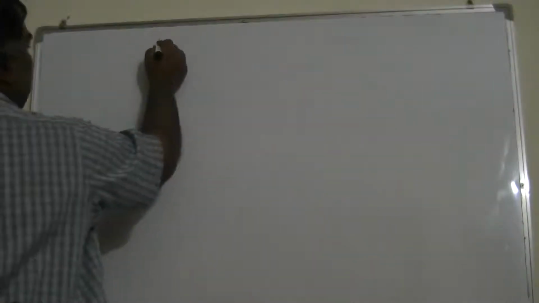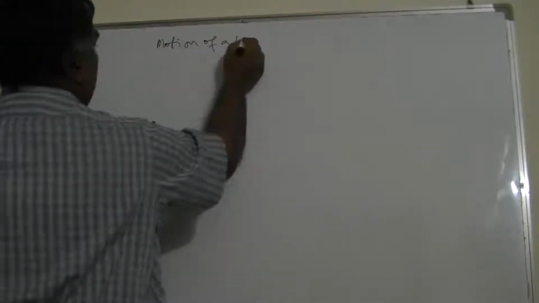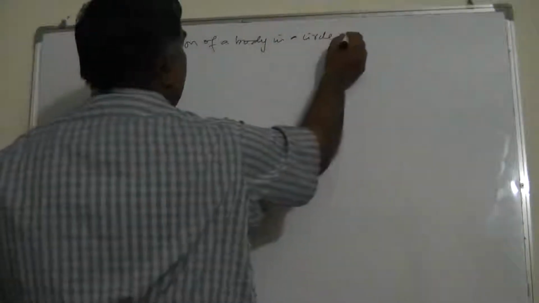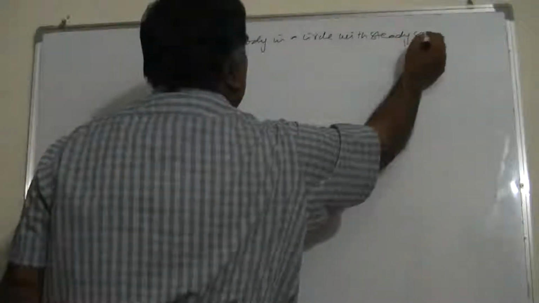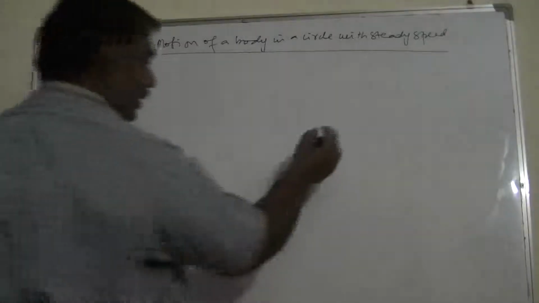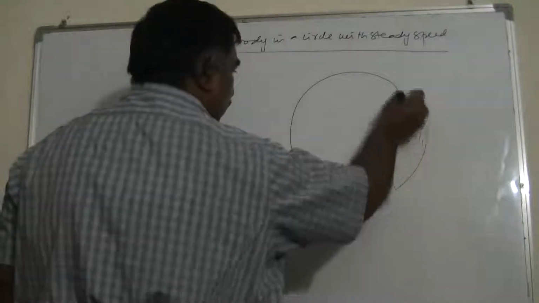We will discuss how a body moves in a circle. Body in a circle with steady speed, or constant speed. When I say steady speed, it means its speed will remain constant at every point. Suppose this is the circle in which the body moves.